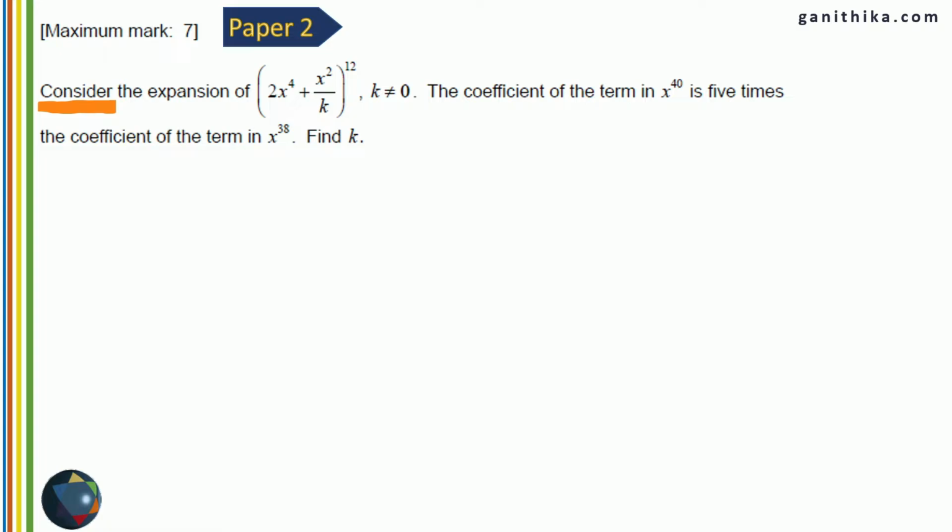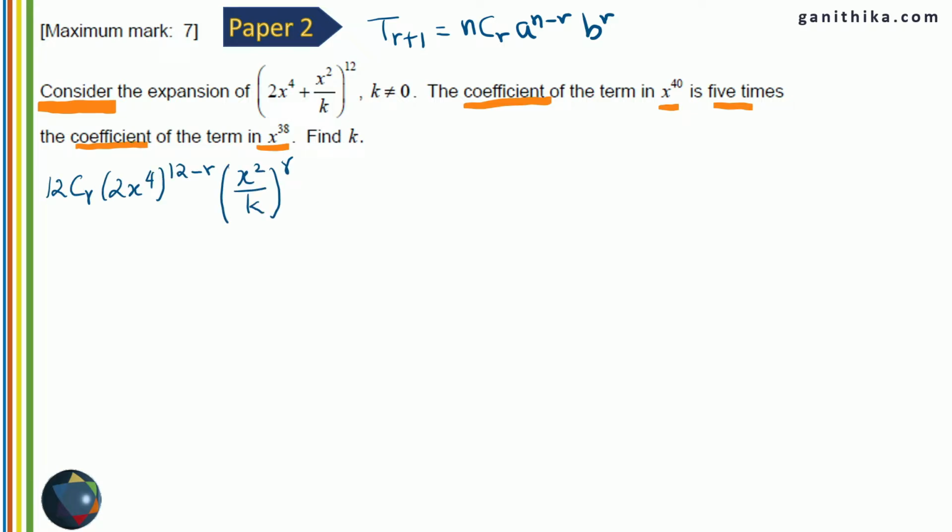The information given in the question is that the coefficient of x to the power of 40 is 5 times the coefficient of x to the power of 38. So you need the terms with x to the power of 40 and x to the power of 38. Let's use the general term formula here, which is nCr a to the power of n minus r, b to the power of r. A is 2x to the power of 4, 2 is not raised to any power. B is x square over k. So let's use these numbers. n is 12. Let's use these correct values in the formula so that we get the method mark correctly there.